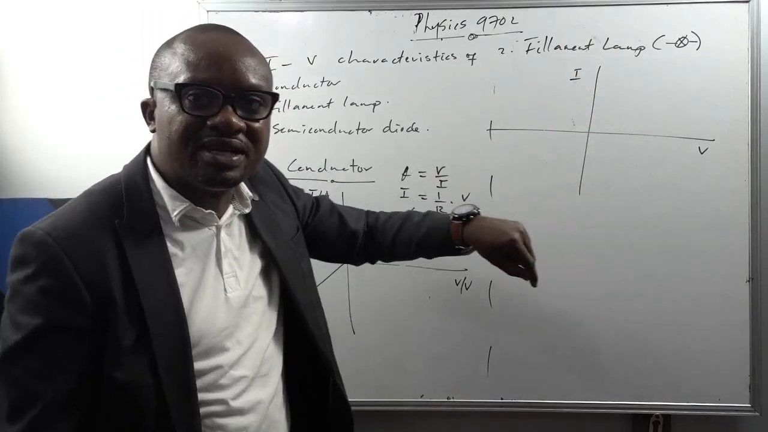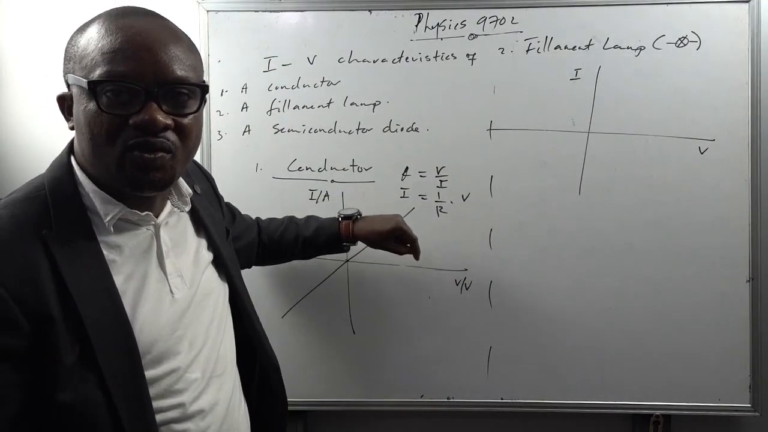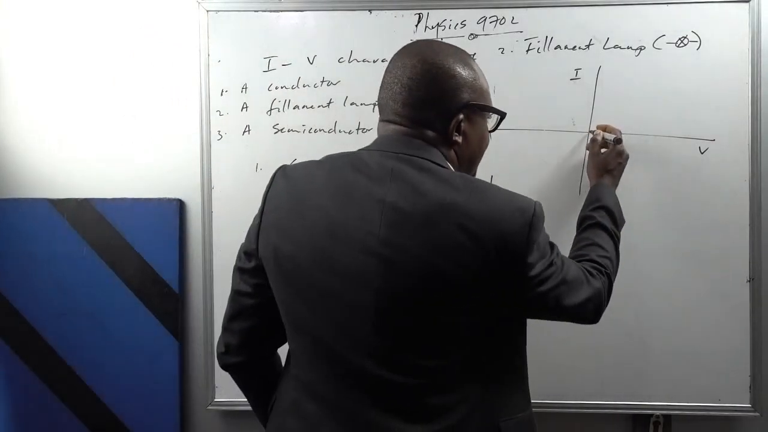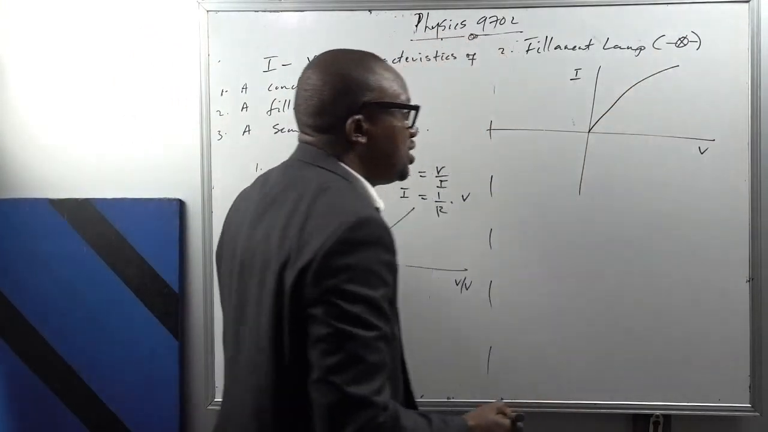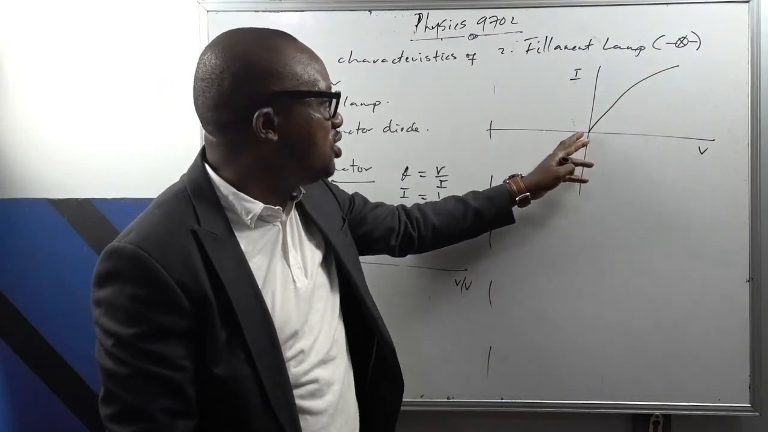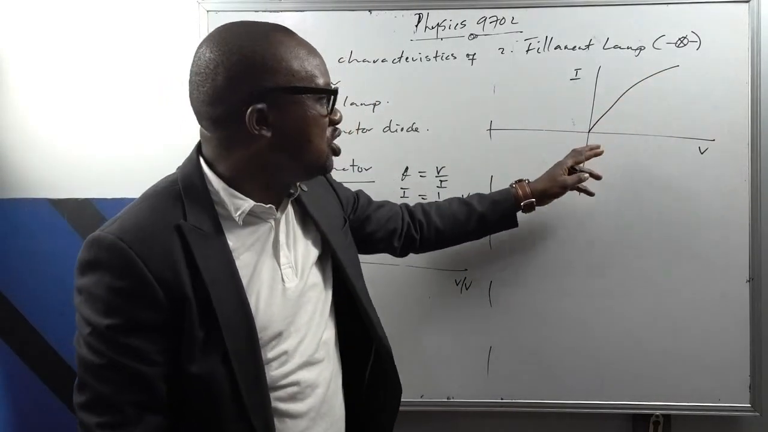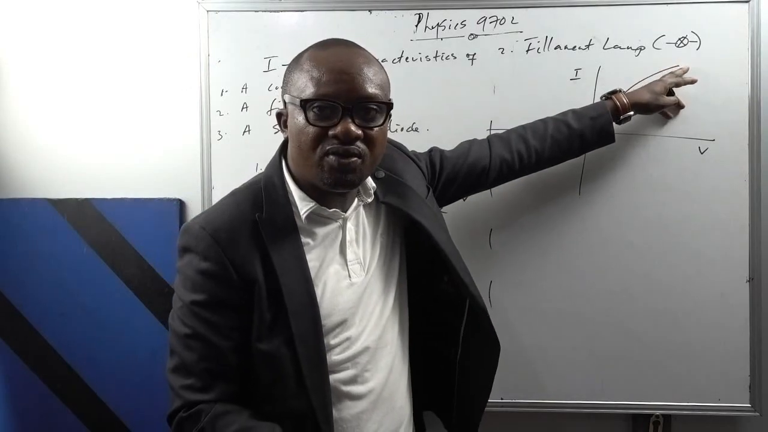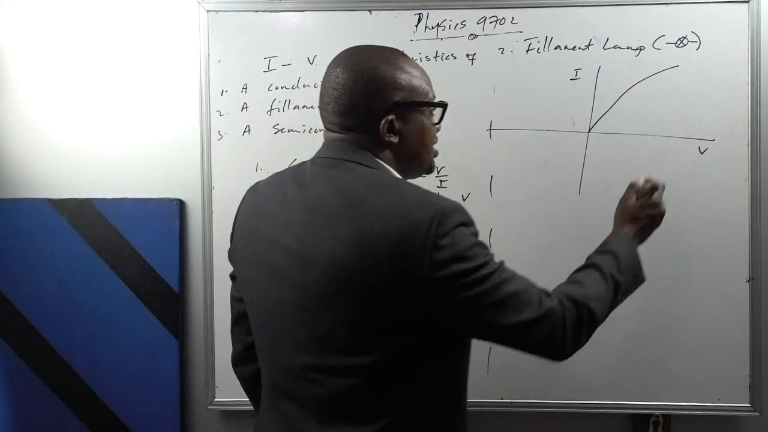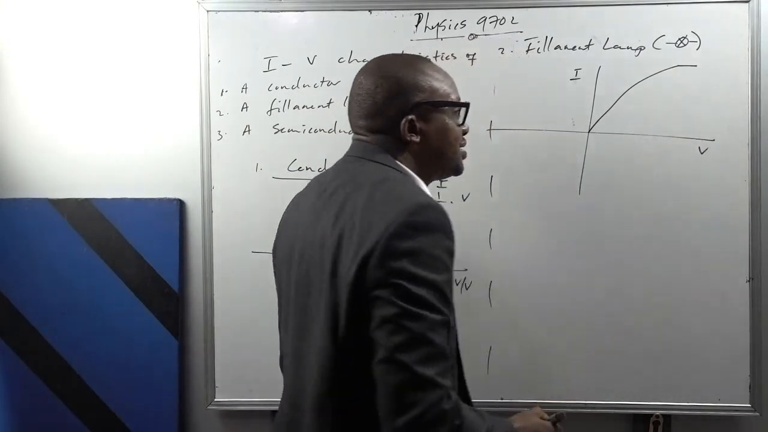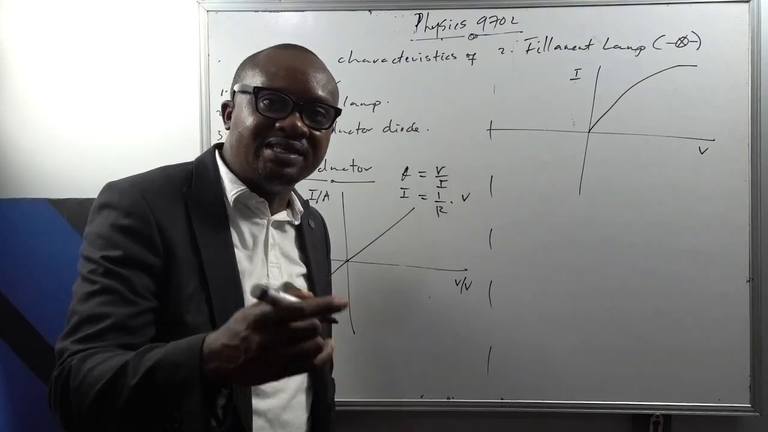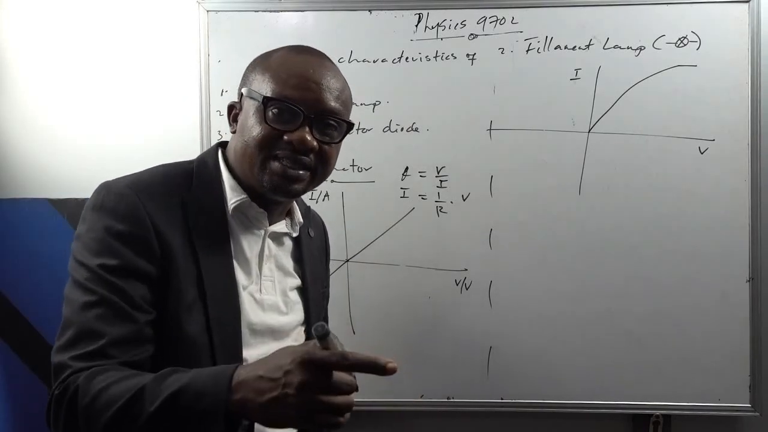But the gradient of the graph is not resistance. It's the inverse of what? Resistance. Therefore, the gradient of the graph reduces, like this. Is that okay? This is showing a reduction in what? In gradient. The graph becomes less steep. But it does not reduce to 0. The gradient of the graph does not reduce to 0. The reason for that is that the conductance, which is the gradient of the graph, will not go to 0, which means that the resistance will not go to infinity.